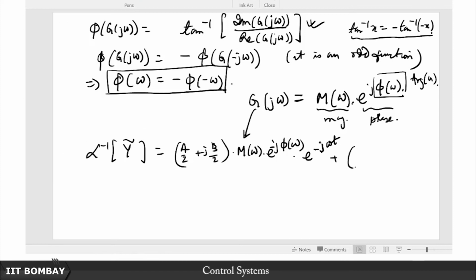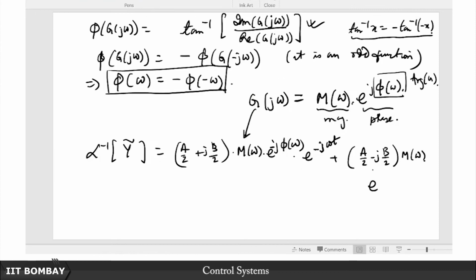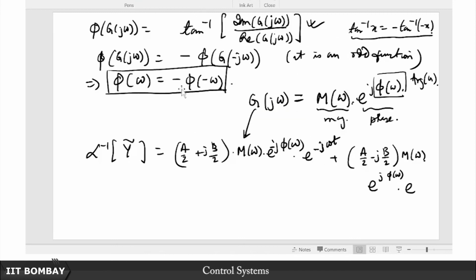Then what about the second part? We have a by 2 minus jb by 2 m omega, all the same. Now this will have g of j omega, so it is just going to be e to the j phi of omega, times e to the, of course because of this part, e to the j omega t.